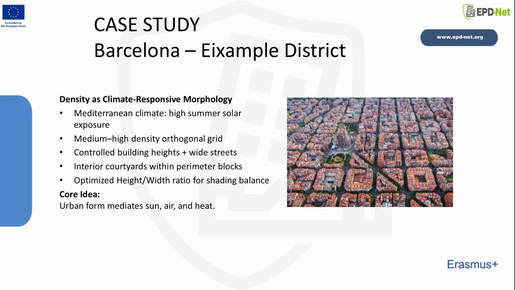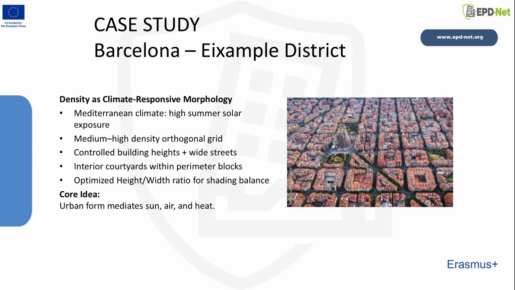To see these principles in action, let's look at a world-class example: the Ecological district in Barcelona. This district is a masterpiece of climate-responsive morphology, specifically designed to handle the Mediterranean climate's high summer solar exposure. The core idea here is how urban form can actively mediate sun, air, and heat.